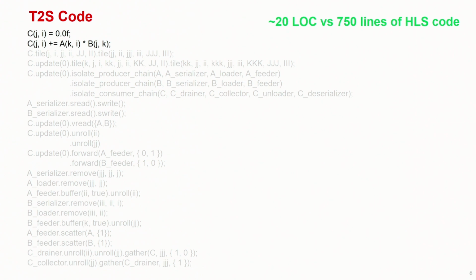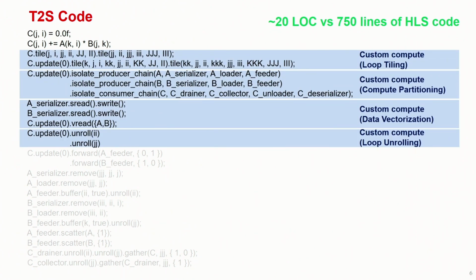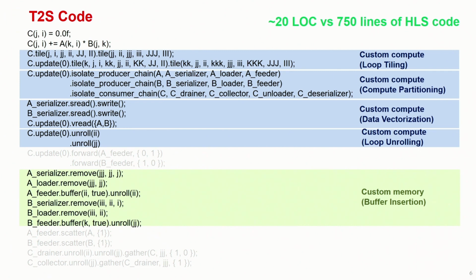Now, with these optimizations performed on the A matrix and B matrix, and a few other optimizations, we get this 20 lines of code as compared to the 750 lines of HLS code that we had seen before. And as we can see, it consists of, first of all, the temporal definition. Then it has compute customizations in the form of loop tiling, compute partitioning, data vectorization, and loop unrolling. And it also has memory customizations in the form of loop removals and buffer insertions.